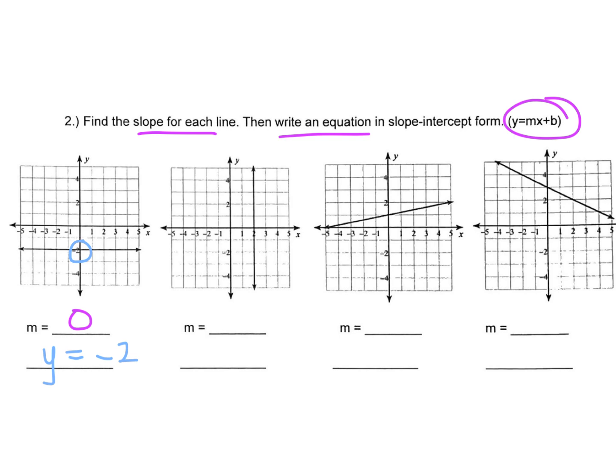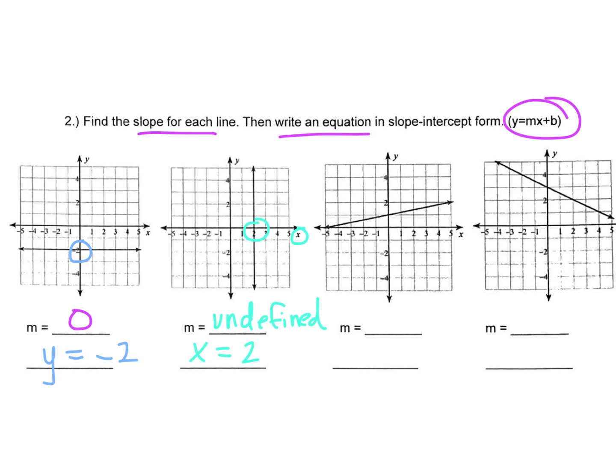For graph number 2, we learned that a vertical line is undefined. So we have an undefined slope. And to write an equation here, I notice that on the x-axis, it crosses at +2. So that's all I have to do to write my equation is say x is 2.